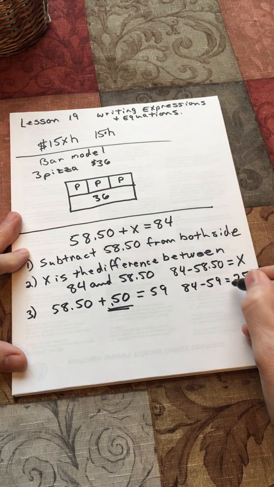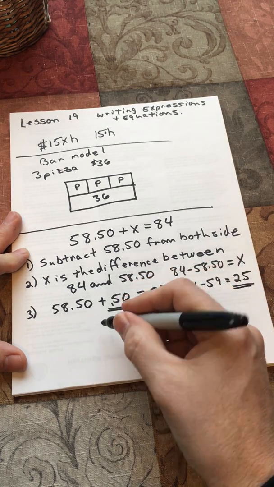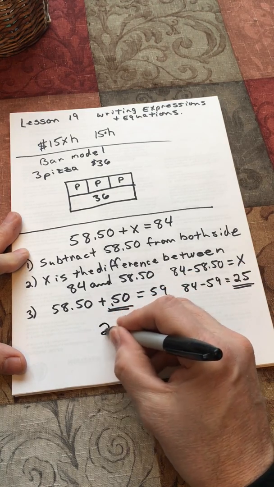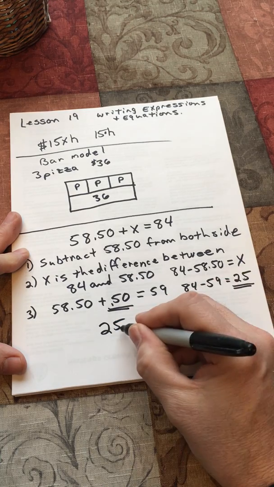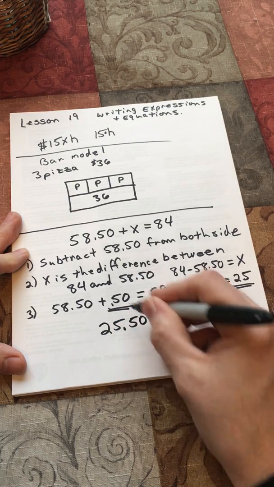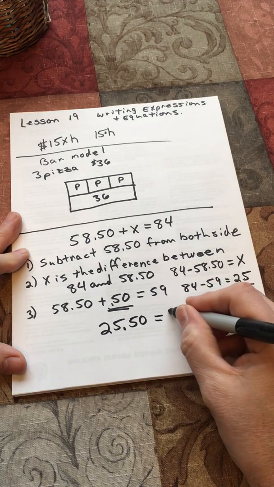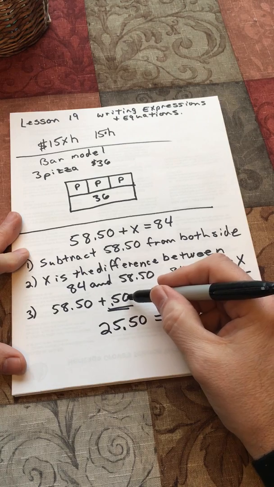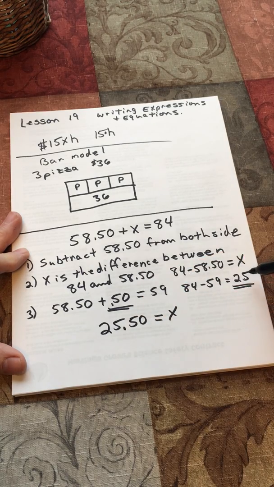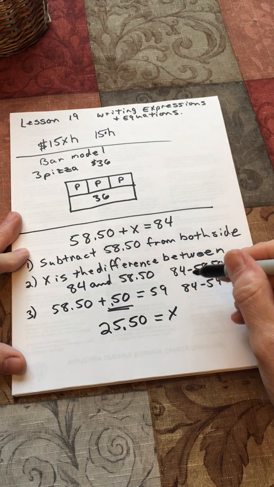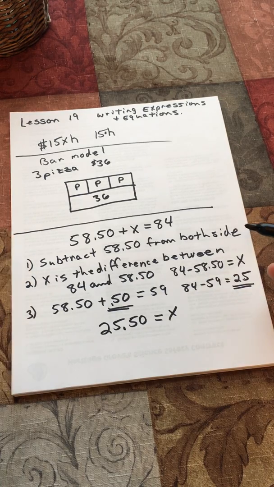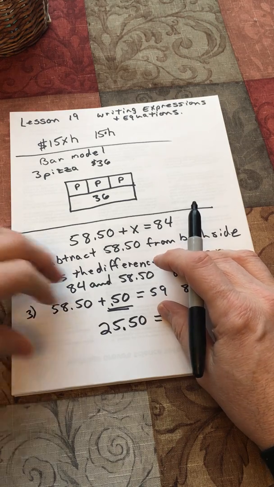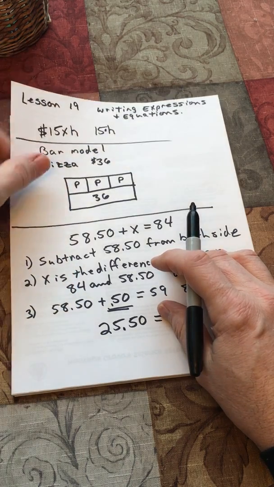Sound good? Okay, so that means that the difference between the 84 and the 58.50 would be this 25 over here and the 50 cents from here. So that would equal X. So that's just another way of doing it. You're kind of rounding up to a whole number and then figuring out the whole numbers to get to your larger number. So you're kind of breaking it down into two parts. Okay? Pretty easy, right? All right, so let's try writing another equation.